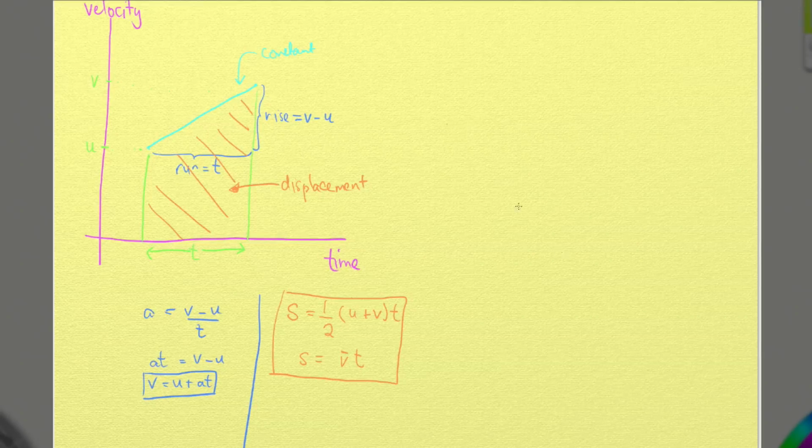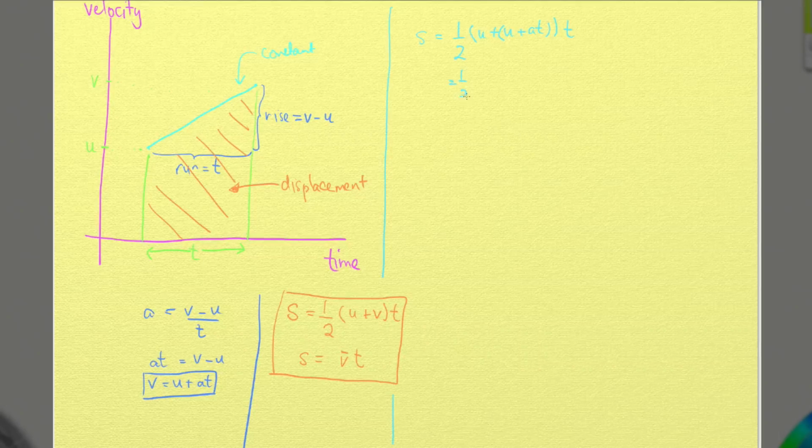To derive the remaining three equations, we'll simply plug each of these into one another. The first thing I'm going to do is plug the first equation into the second one. So I'm going to be replacing v here with u plus at from the first equation. So I'm going to have s equals half u plus, instead of putting a v, I'm going to put u plus at, and then multiply by the time.